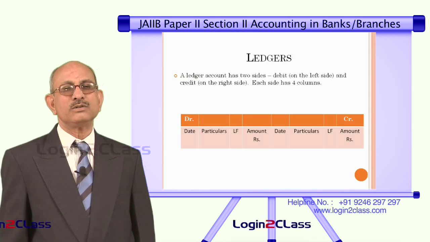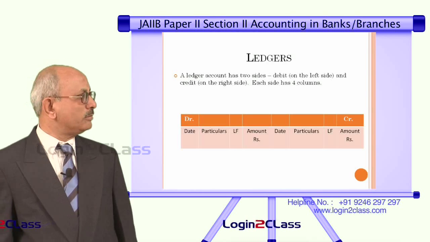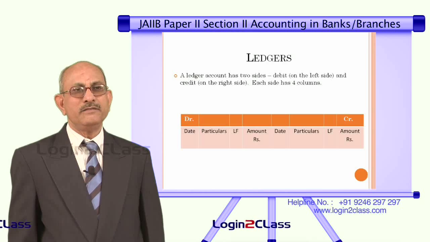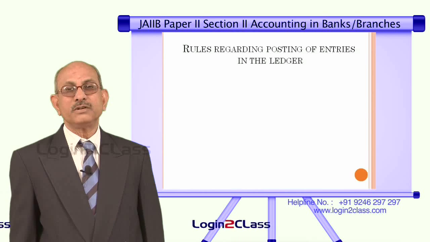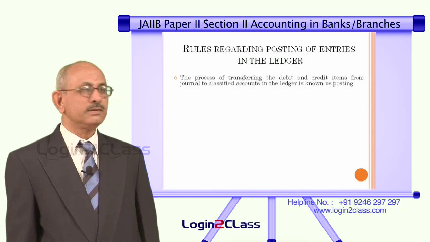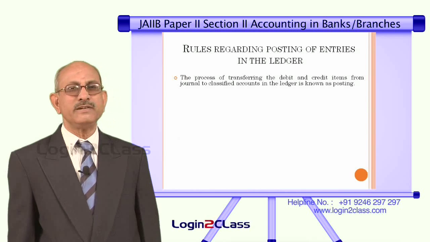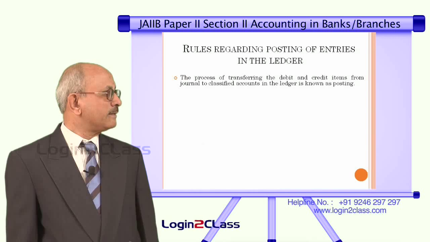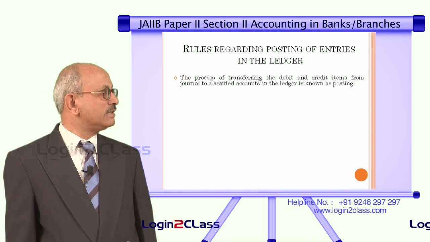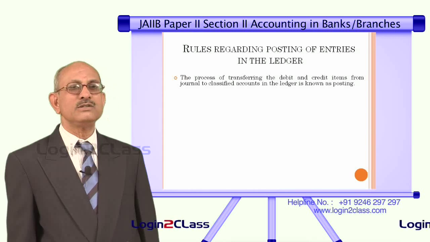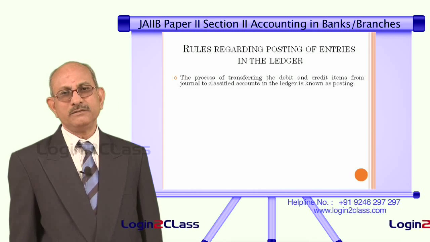that particular account. So if it is only debit, it will be recorded only on the debit side. If it is credit, it will be recorded only on the credit side. And for this you have to follow certain rules. These are called the rules regarding posting of entries in the ledger. The process of transferring the debit and credit items from journal to classified accounts in the ledger is known as posting. This is the definition.